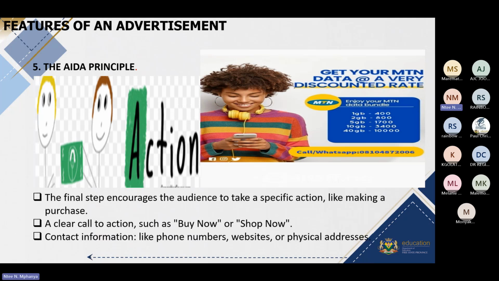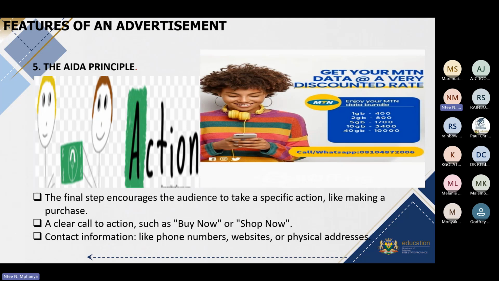They also give you information on where you must make a call or where you must go if you cannot reach their branch. They will give you information like phone numbers. There it is. Call or WhatsApp 0810-4872-006, or visit their website, or make a turn at their physical address.